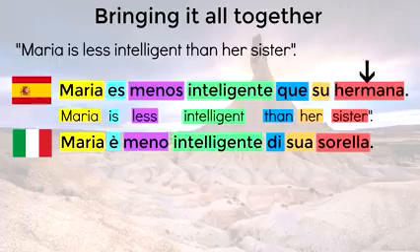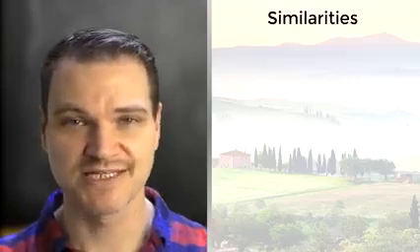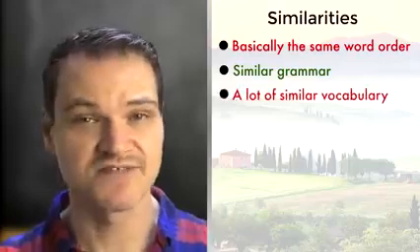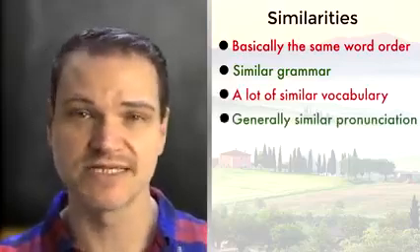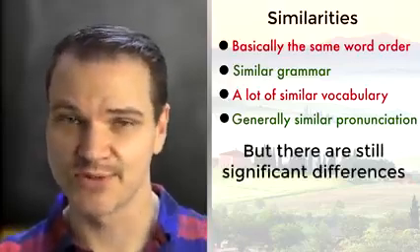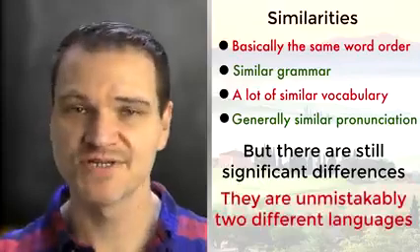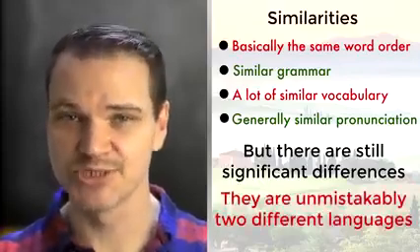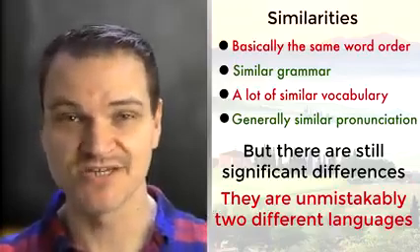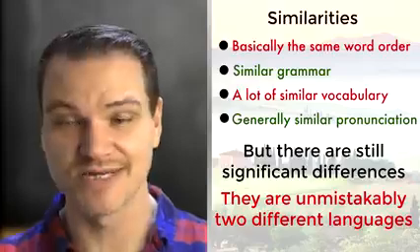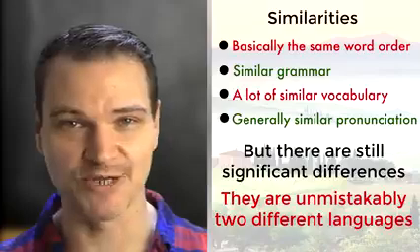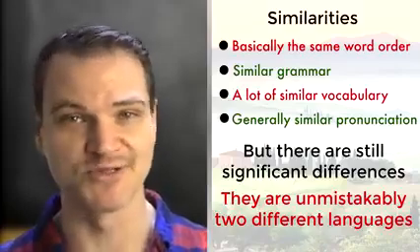As you can see, Spanish and Italian have a lot of similarities, including basically the same word order, similar grammar, a lot of similar vocabulary, and generally speaking, similar pronunciation. But there are still significant differences, particularly in vocabulary, pronunciation, and orthography. They are different enough that they are unmistakably two different languages, but they're similar enough that there is a certain degree of mutual intelligibility. And that degree of mutual intelligibility can probably be greatly increased by studying even the basics of the other language. But producing the other language accurately is obviously another matter, and that would require dedicated study.